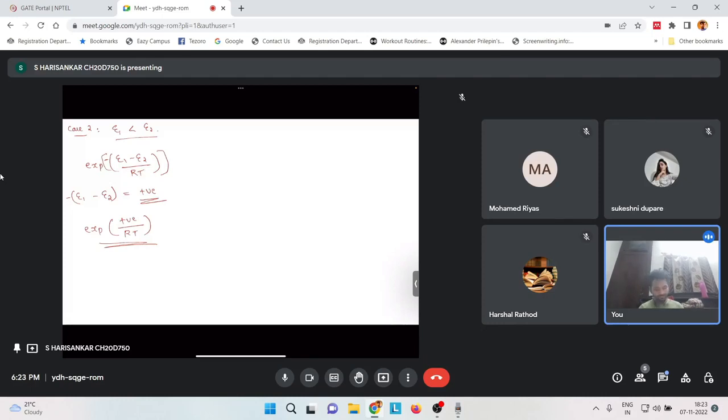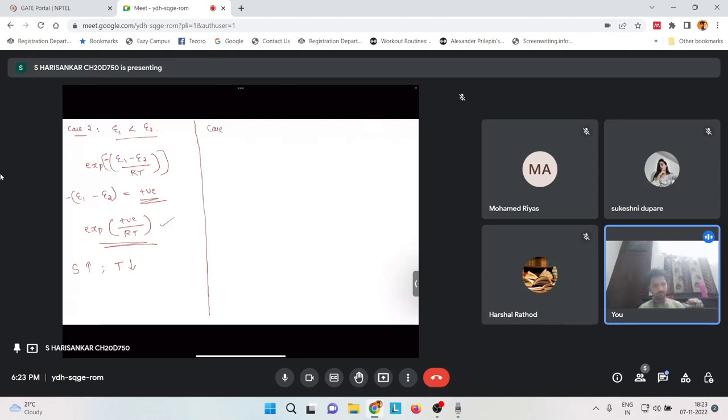If we want to increase the selectivity, we need to increase this exponential term, and to increase it, we have to decrease the temperature, right? If we decrease the temperature, the selectivity will increase in this case, because as the temperature decreases, the exponent term will gain more value since the numerator is positive here. So this is case 2 where E1 is less than E2.